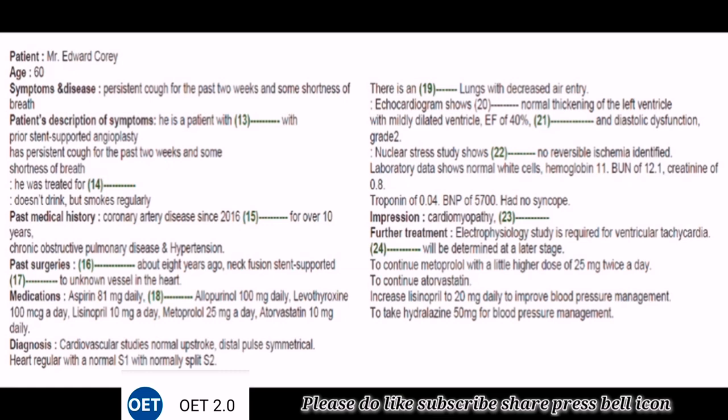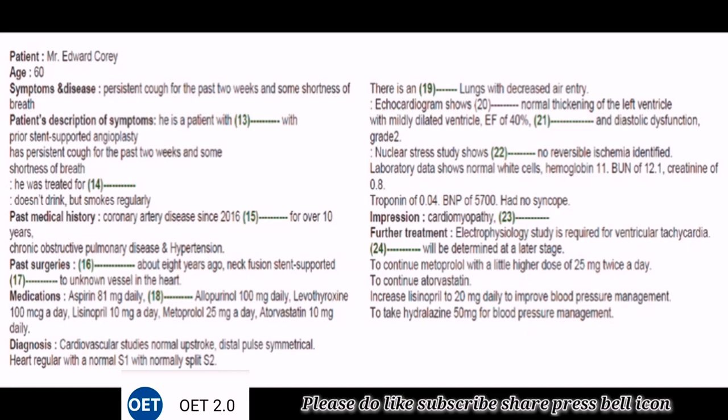60, doctor. Do you smoke or drink? Well, I don't drink, but I'm a regular smoker. May I know your past medical history? Well, I have coronary artery disease since 2016, peripheral vascular disease for over 10 years, chronic obstructive pulmonary disease, and hypertension. Did you undergo any surgery in the past? Yes.